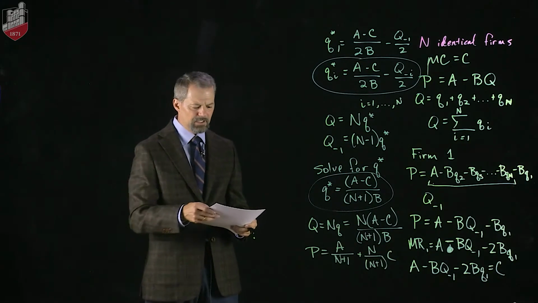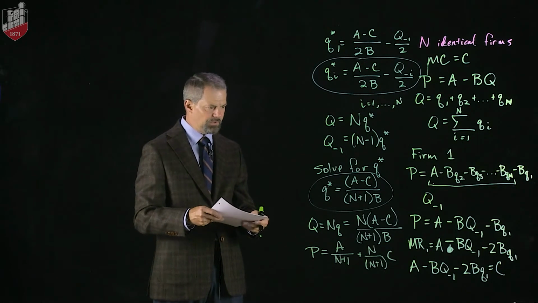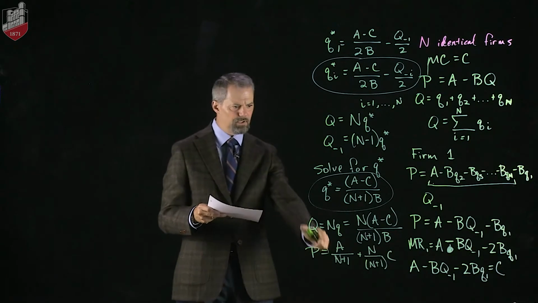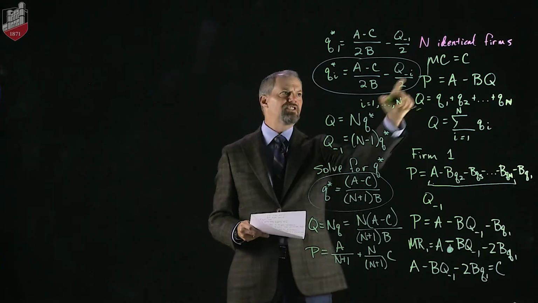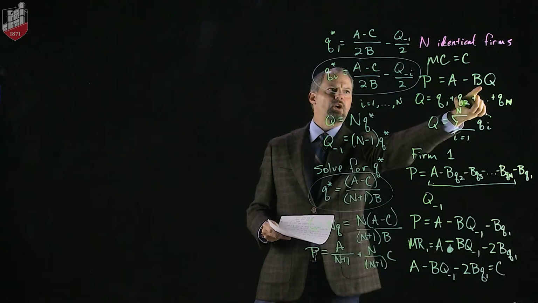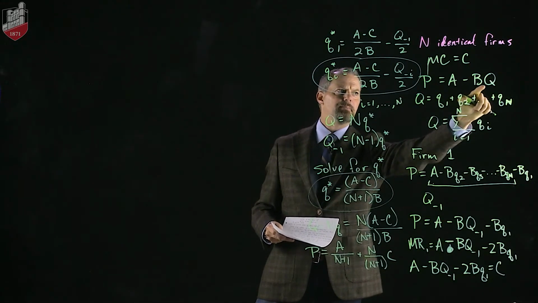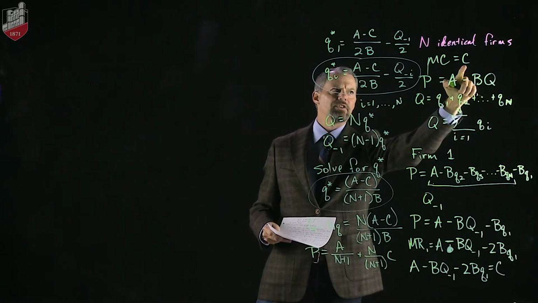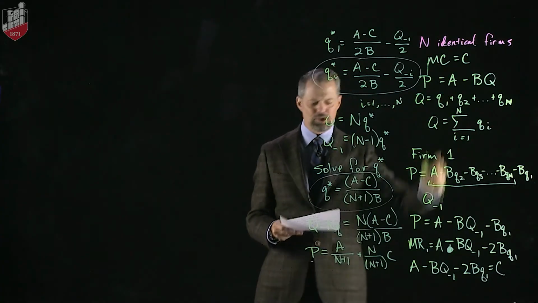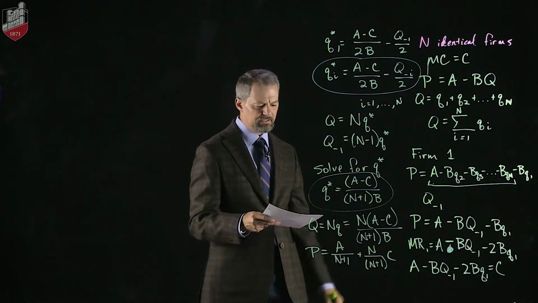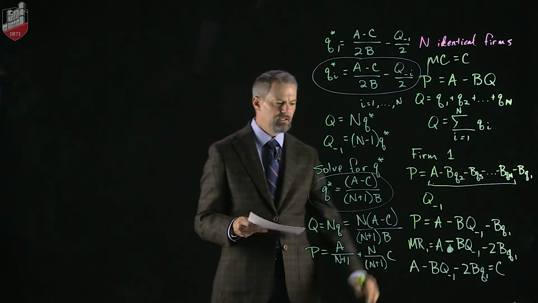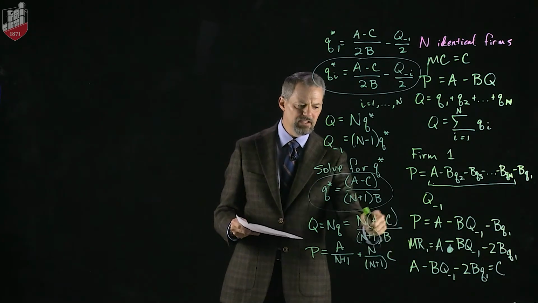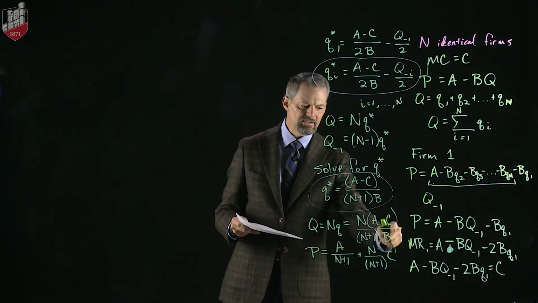Now, let's think about those. Let's start with output here. For perfect competition, if you just set price equal to marginal cost, so A minus B Q equals C, and you solve for Q, you're going to get that Q equals (A minus C) divided by B. This chunk right here is the perfect competition output.